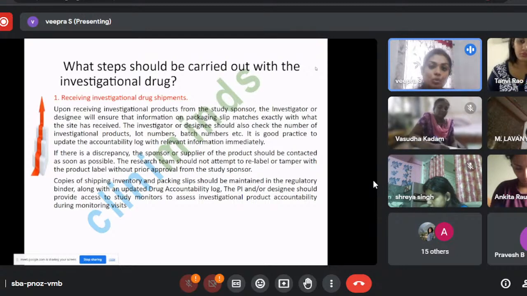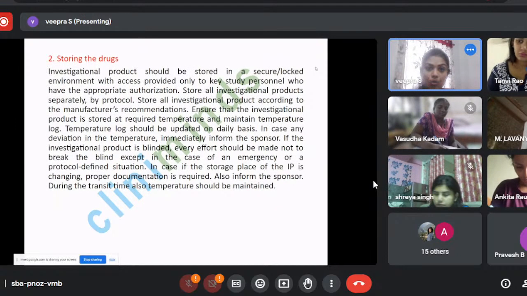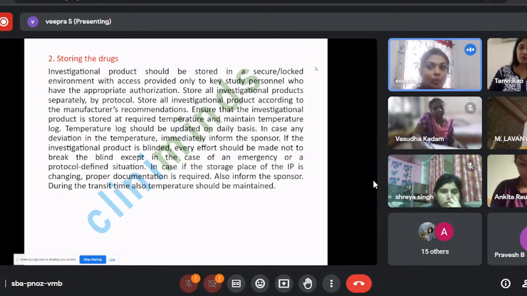Where do you have to store it? It should not be stored in a place where the hospital's other drugs are kept. We have to keep the drug in a proper place with security. It should be in a lock and key environment, and entry or access to that place should be restricted.